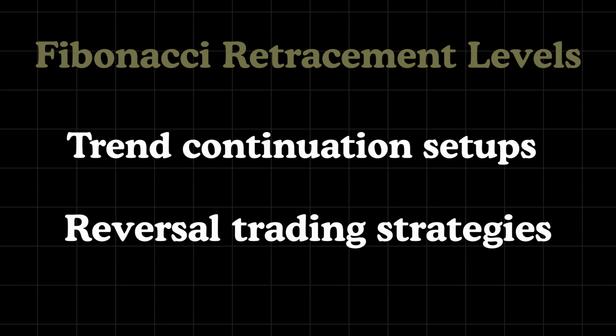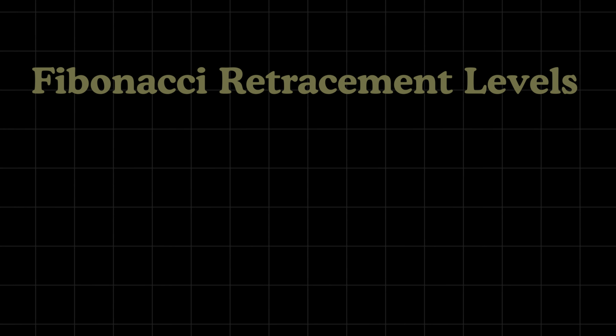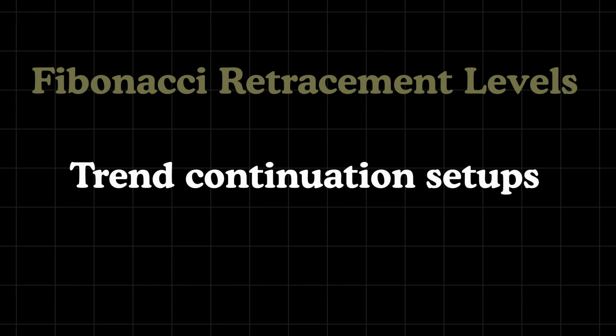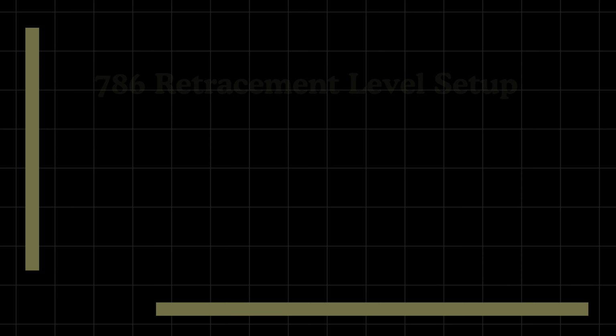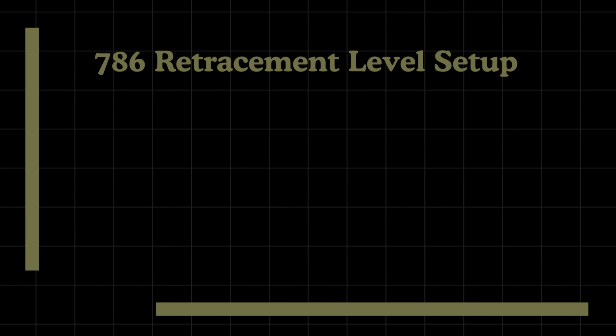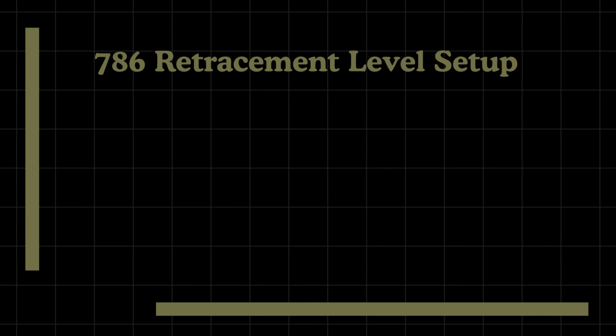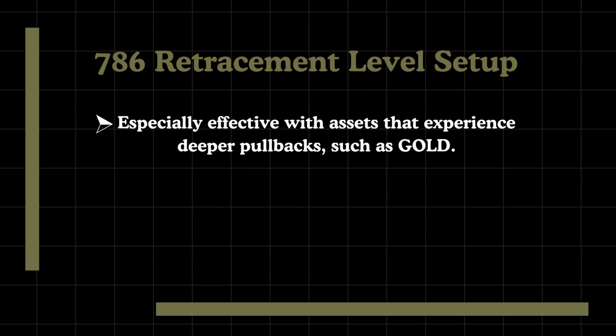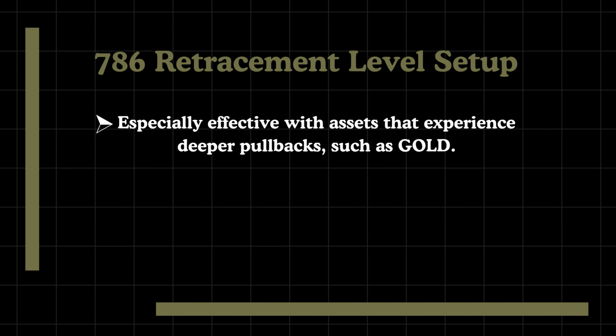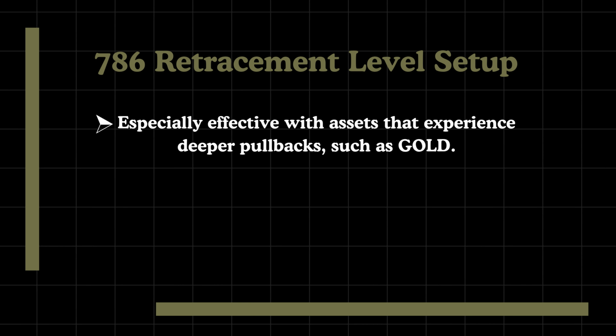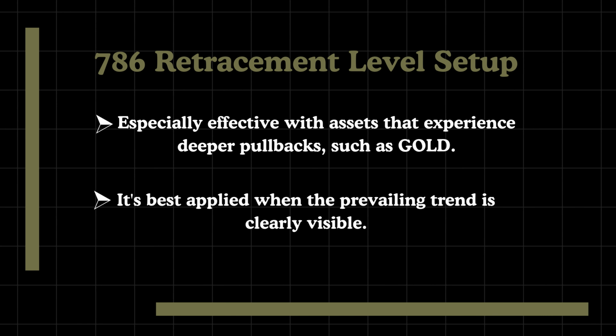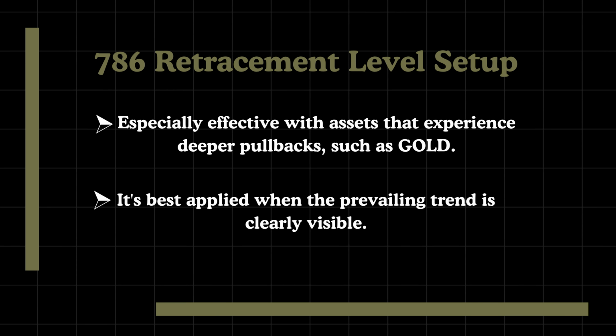Let's kick things off with the first approach, trend continuation setups using Fibonacci retracement levels. This strategy revolves around the 78.6% Fibonacci retracement level and is especially effective with assets that experience deeper pullbacks, such as gold. As a trend continuation technique, it's best applied when the prevailing trend is clearly visible.